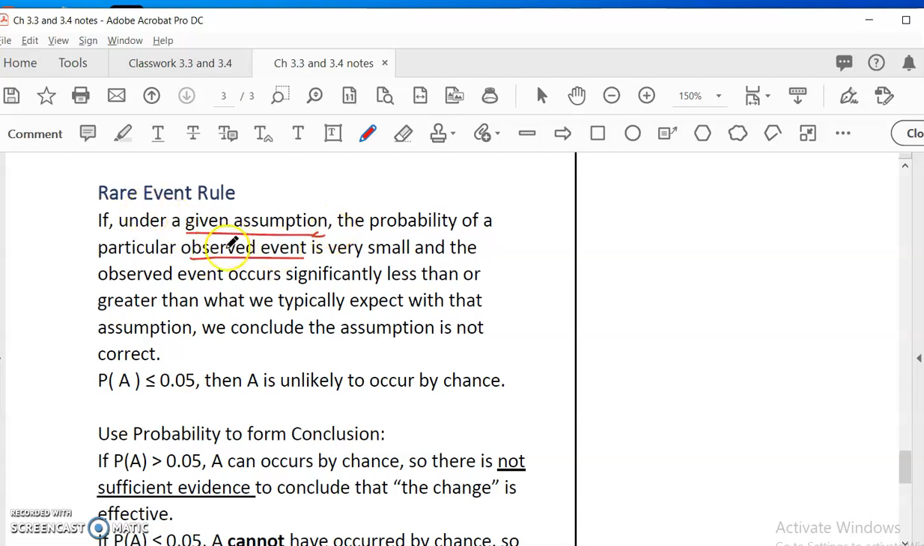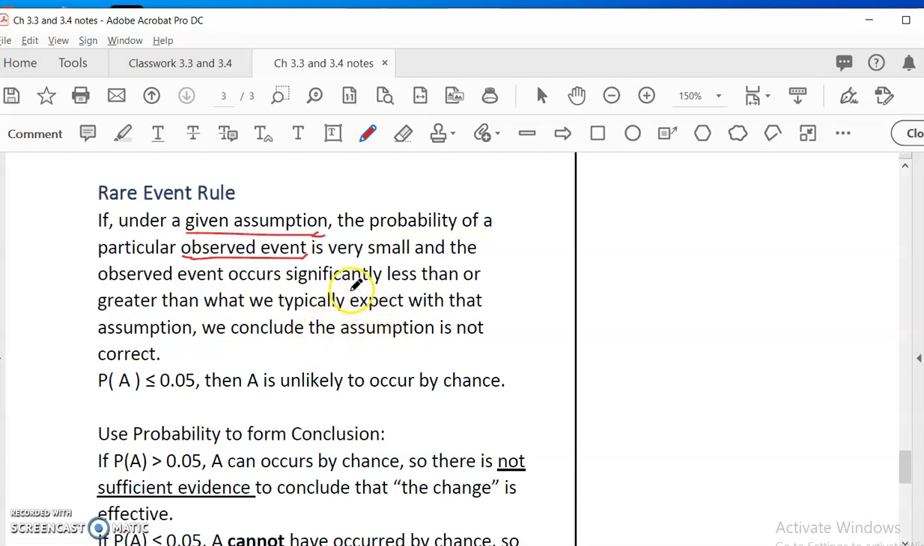But here, we actually see an event that has happened, and we go back and calculate how likely this is to happen. Now, under the assumption, if the probability of this observed event is very small, and because it's observed, that means you have seen it and it has happened, and the probability that it occurs is significantly less than what we typically expect, that means it's so rare that we don't really expect it. Then we come back and say, well, maybe our initial assumption is not correct.